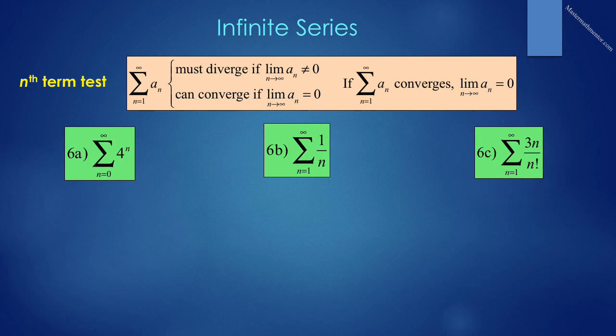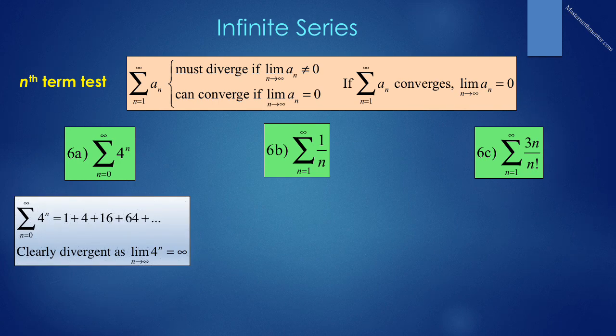In problem 6, we are given 3 infinite series and asked to apply the nth term test to each of them. 6a reads the summation n equals 0 to infinity of 4 to the n power. It is always a good idea to write out the first few terms of a series to get a sense of how it is behaving. This series is 1 plus 4 plus 16 plus 64 plus dot dot dot. And our nth term test says that this is clearly divergent because the limit as n approaches infinity of 4 to the n is equal to infinity.